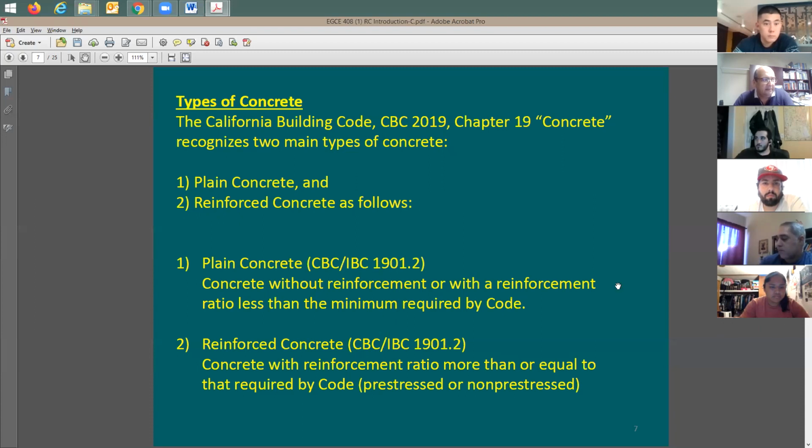Okay, can you read this, please? Concrete without reinforcement or with reinforcement ratio less than the minimum required by code. Okay. So if you have some reinforcing, but it is lower than the minimum required by code, you cannot call it reinforced concrete. So remember this.